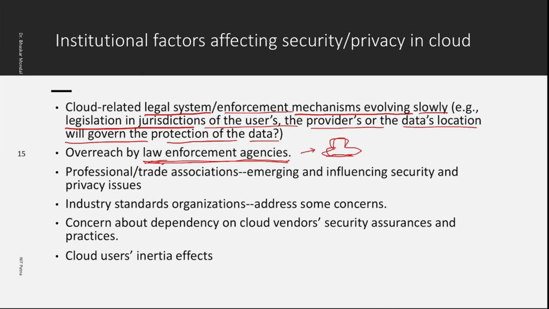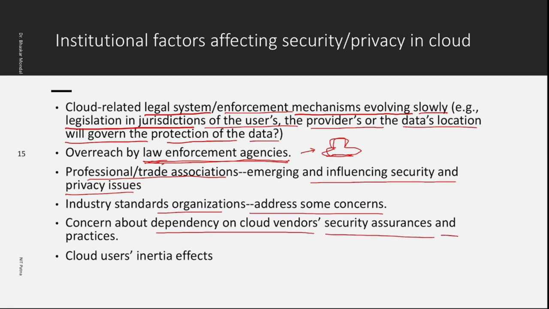Then professional trade associations are emerging and influencing security and privacy issues. Then industry standard organizations address some concerns. Then concerns about dependency on cloud vendors, security assurance and practices are another concern. Then cloud users' inertia effects. Then technology and other factors related to security and privacy.